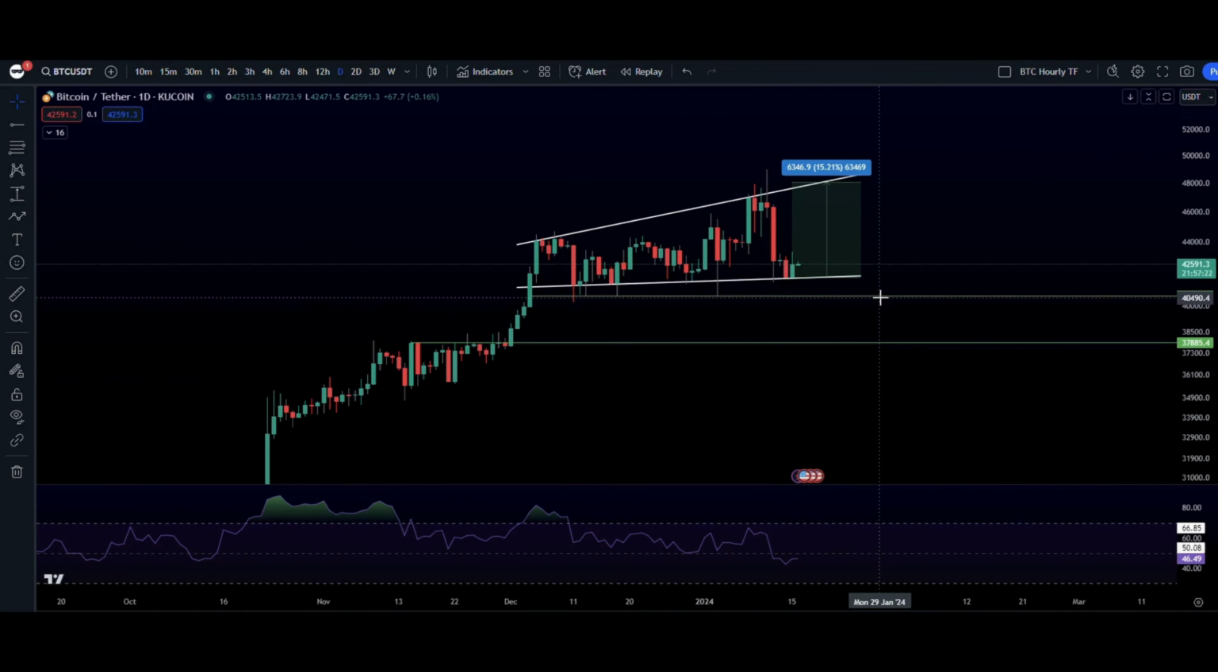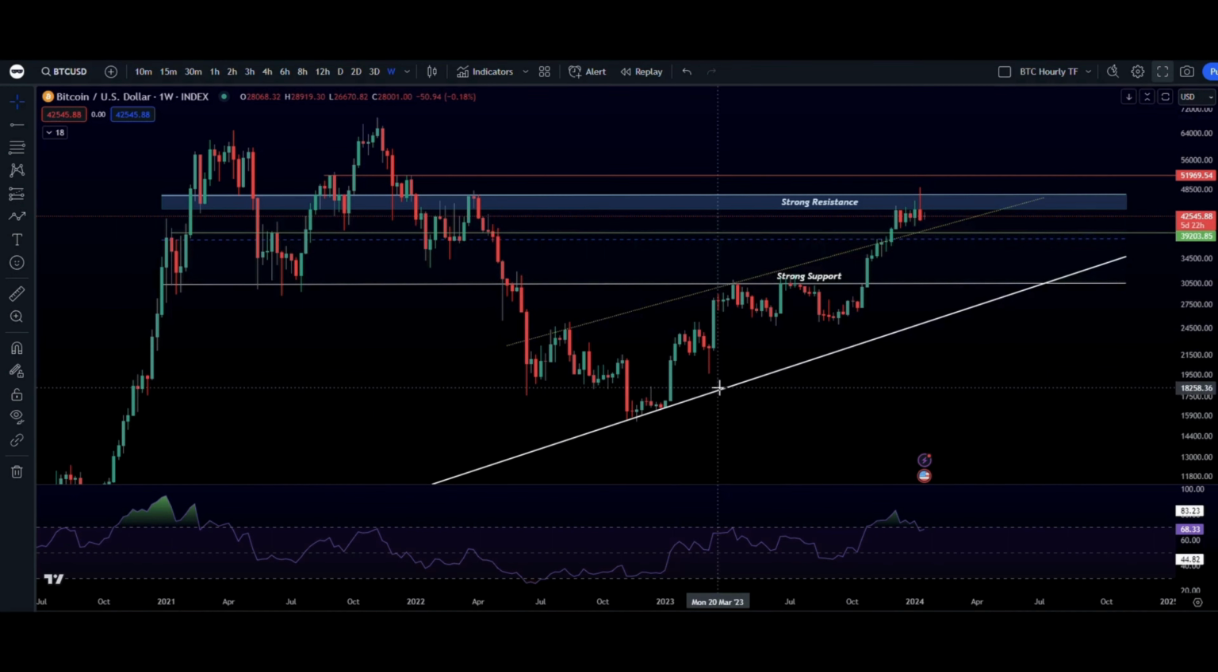The support will be close to 40,600, and Bitcoin must hold this support level as well. If Bitcoin drops further low, as we can see a momentum taking place on this RSI level as well, that we still have room to reach the oversold zone, so there's a higher chance for Bitcoin to drop as well. Moving on to the weekly time frame over here, we can see that Bitcoin is getting rejected from this resistance zone over here.